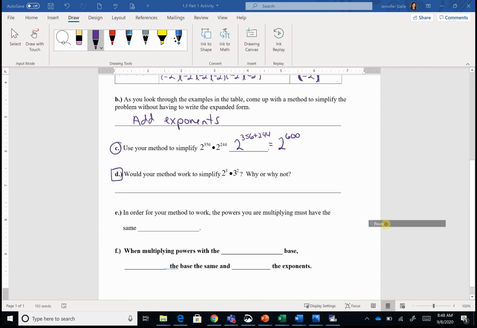I see lots of yeses and lots of no's as I walk around. It's almost 50-50 actually. So let's do this. Let's expand it and let's see what happens. That's what we did in our table. Let's expand it. Let's see what happens. So 2 to the third, I'd have 2 times 2 times 2. 3 to the second, I would have 3 times 3.